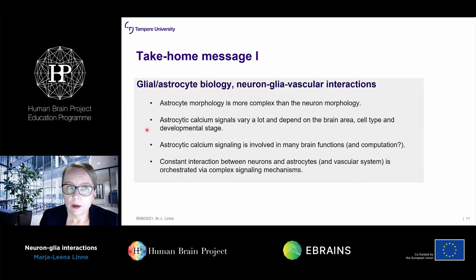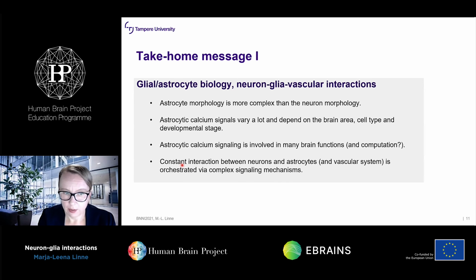I would like to conclude this very short introduction to glial and astrocyte biology and neuron-glia vascular interactions and point out four important things that I would like you to remember. First, astrocyte morphology is more complex than the neuron morphology. Second, astrocytic calcium signals vary a lot and depend on the brain area, cell type, and developmental stage. Thirdly, astrocyte calcium signal is involved in many brain functions. And what is of interest is whether it is also involved in brain computations.